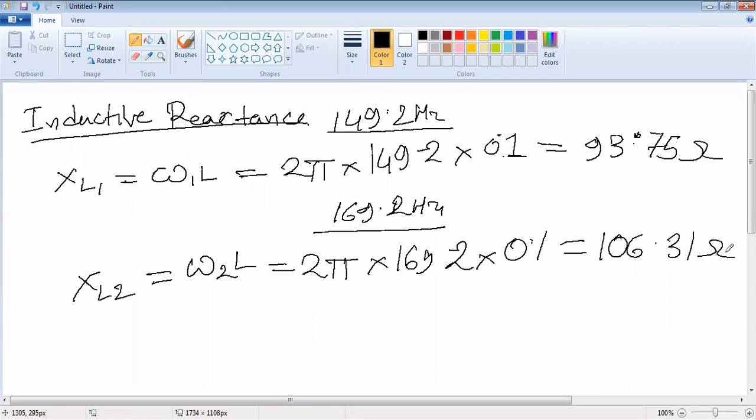Now find out the impedance. We have found the capacitive reactance and the inductive reactance. Now we have to find out the impedance. So impedance Z at 149.2 hertz.